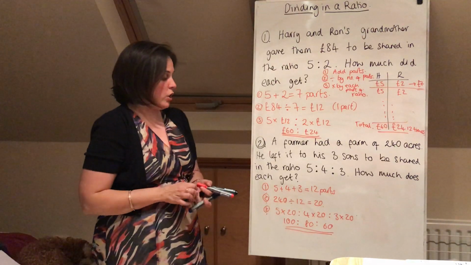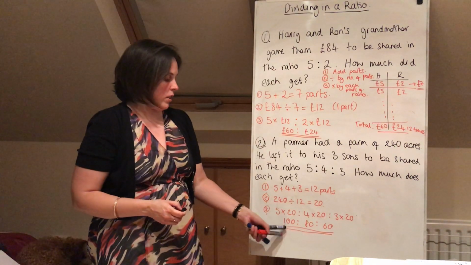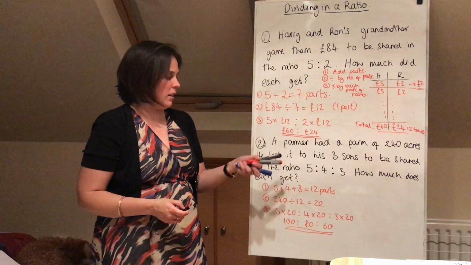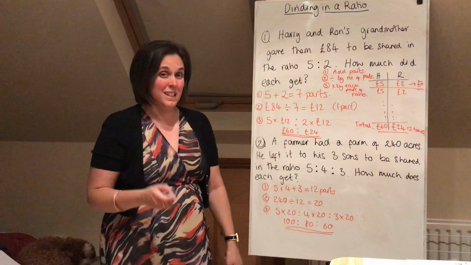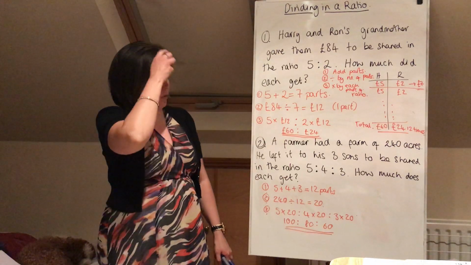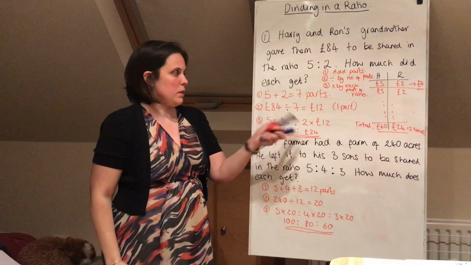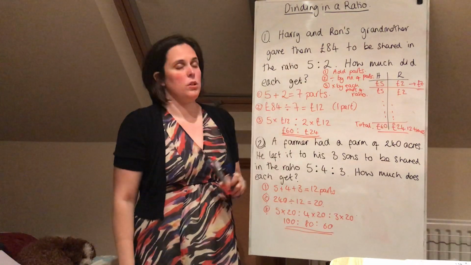As I said before, a good check at the end is to make sure that these numbers add up to our original figure. So 100 plus 80 plus 60 does indeed add up to 240, and likewise 60 plus 24 does indeed add up to 84.